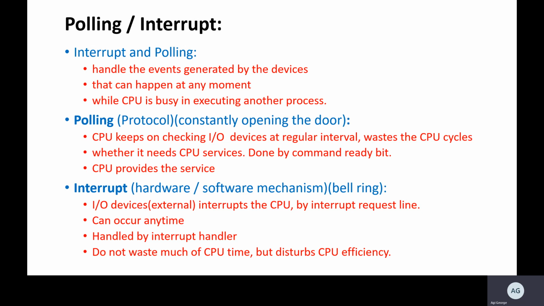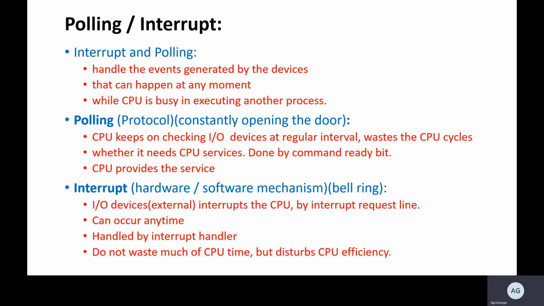In the case of an interrupt, it can be a hardware generated or software generated mechanism. It is like you are waiting for the person, but you do not check unless and until the person rings the bell. Hence you don't waste CPU cycles as much. The IO devices send an interrupt to the CPU through the interrupt request line. It can happen anytime, but in contrast to polling, it is handled by the interrupt handler.